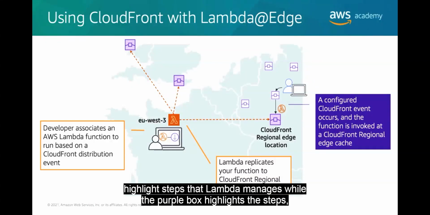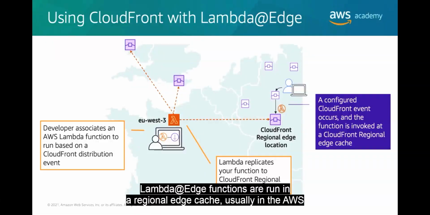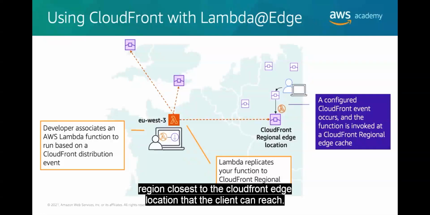The white boxes highlight steps that Lambda manages, while the purple box highlights the steps CloudFront manages. When you associate the function with a CloudFront distribution, Lambda at Edge automatically replicates your code around the world. Lambda at Edge functions are run in a regional edge cache, usually in the AWS region closest to the CloudFront edge location that the client can reach.